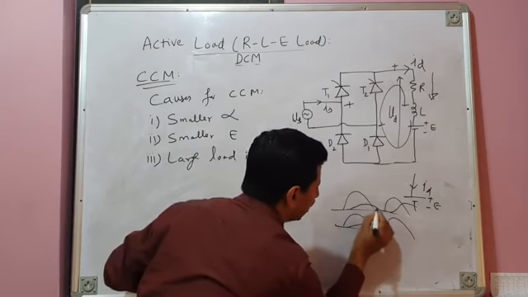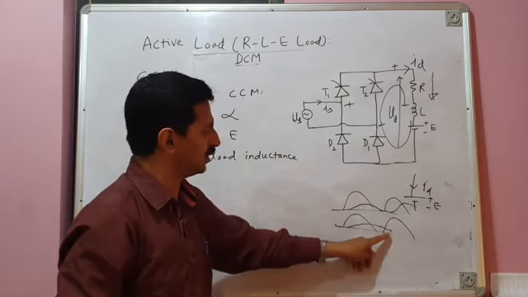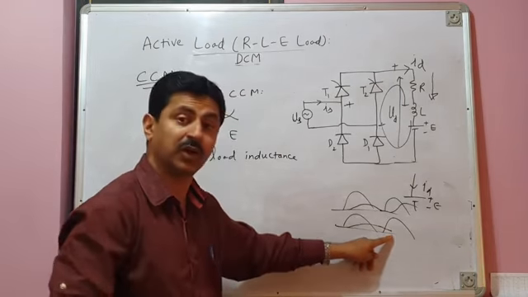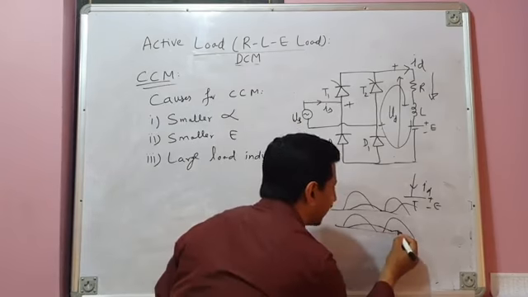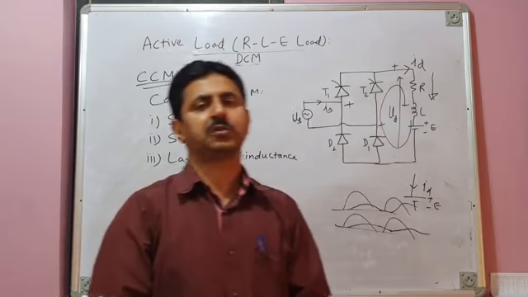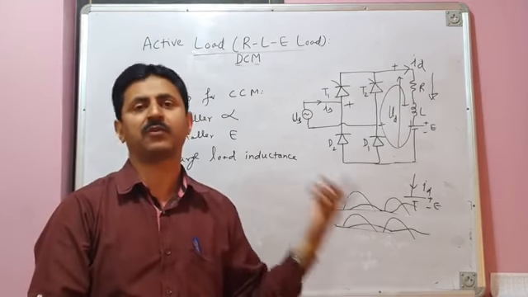So current is not falling quickly to zero, it is falling slowly till the next instant of firing has come. And when the next instant of firing has come, current has not yet reached zero, and then current again starts rising. So this high inductance will also be responsible for making current continuous. Okay, this is one of the main factors.